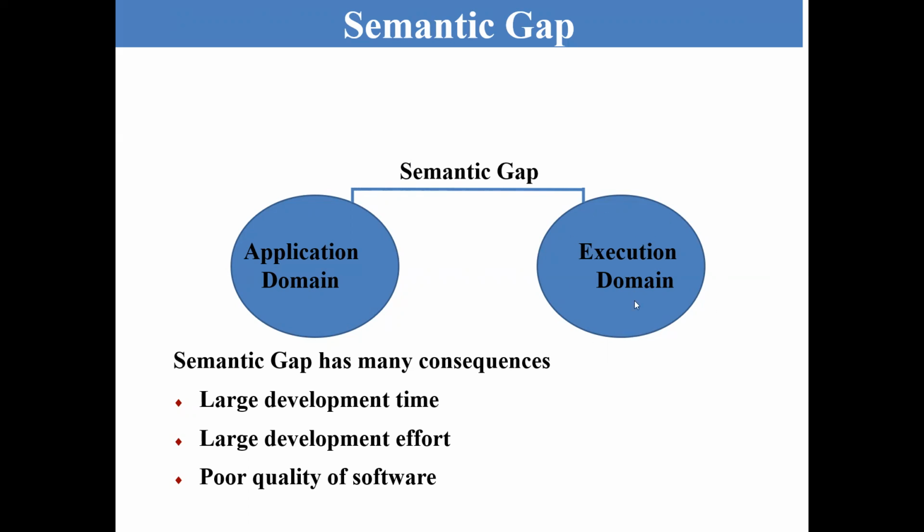Now this execution domain is related to the implementation and execution of that idea. And if there is a large gap, then obviously it will cause a problem for the development of the system. So the semantic gap between the two domains often implies the effort needed by the translator to convert a program written in source language into machine code. If the semantic gap is small, then it is easy to write the translator. But what will happen if the semantic gap is very, very large? What are the consequences?